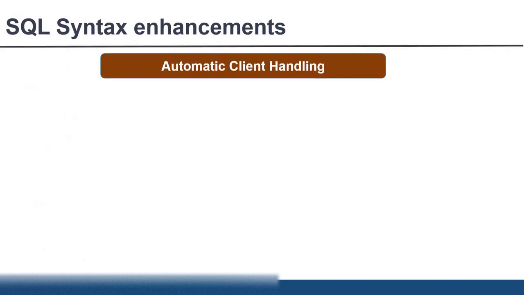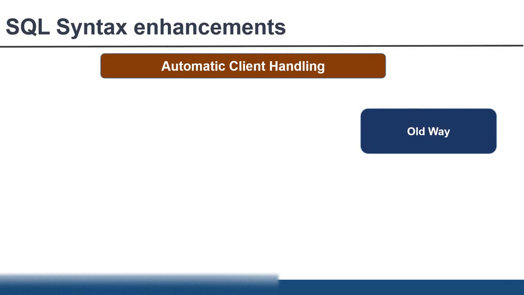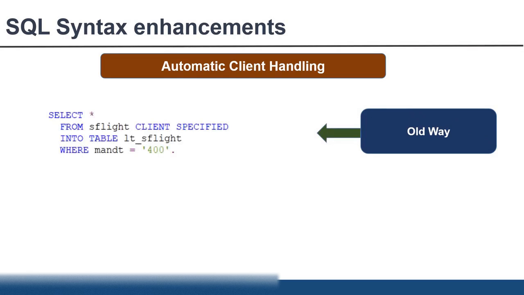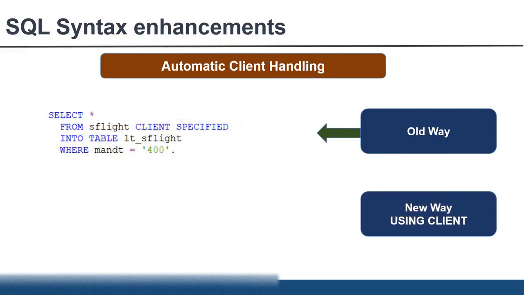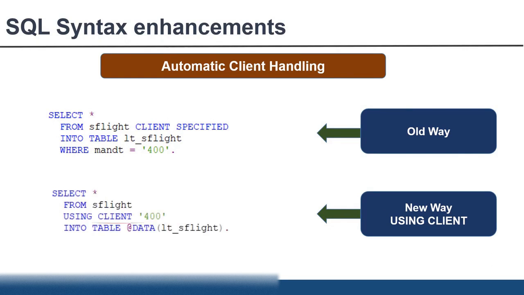In order to do automatic client handling, earlier you used to write the select query like shown in the screen. You have to specify the extension client specified and the client number in the where clause. But with the new changes, you can write the same query in the new way. Just have to mention using client and the client number within the query.